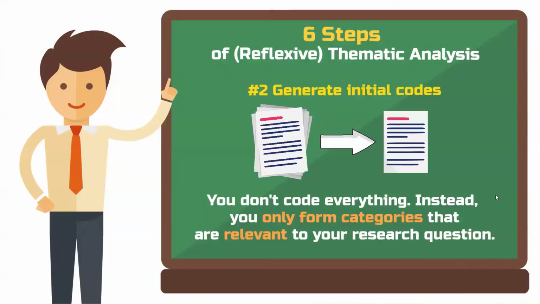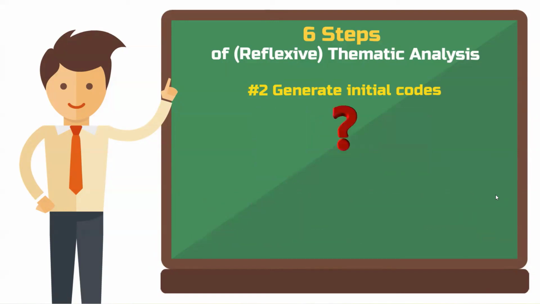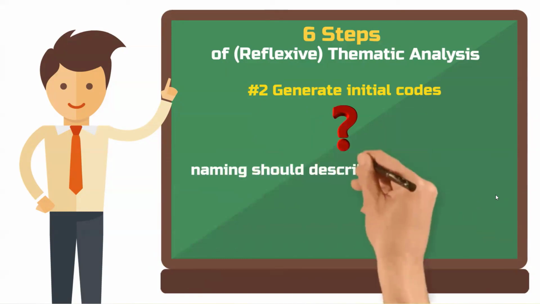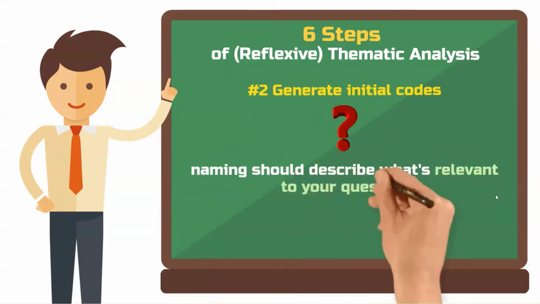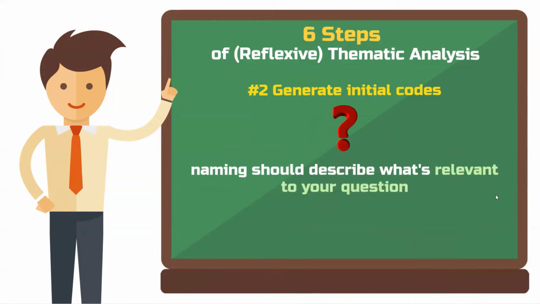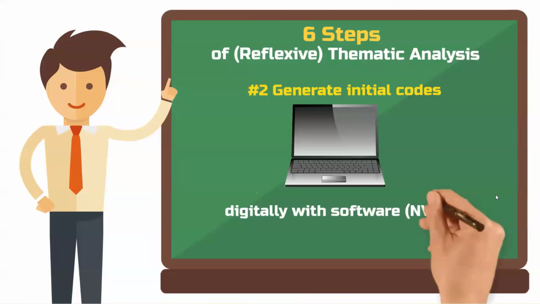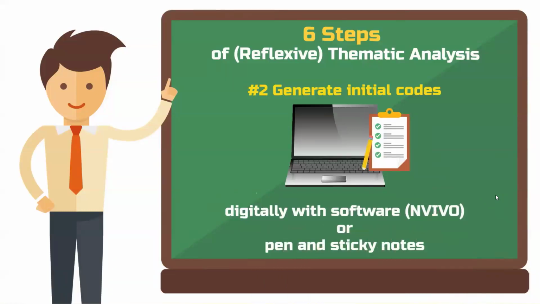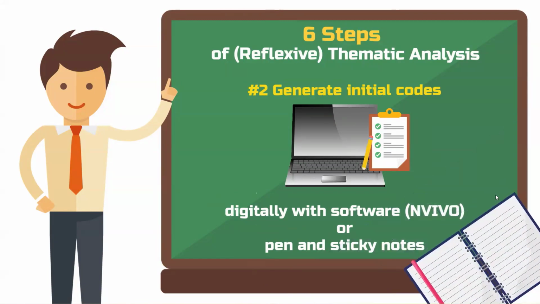In the data, you will find many sections that just aren't interesting and won't help answer your question. You don't need to code these sections. The naming of your categories should be chosen such that they precisely describe what's relevant to your question. A category doesn't have to consist of just one word. It can be a bit longer, like 3 to 6 words. How to code? You can either work digitally with software like MAXQDA or use pen and sticky notes. I'm more of a software person, but everyone has their own preferences. Even while coding, you can and should continue to take notes that you can use later on.